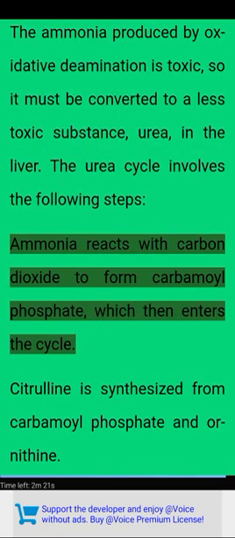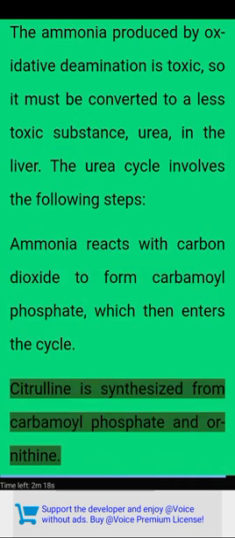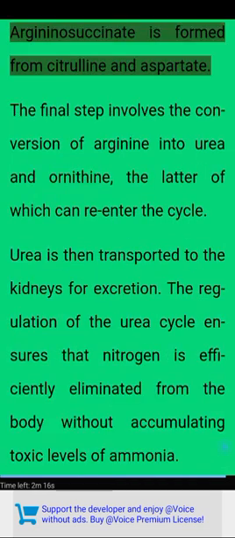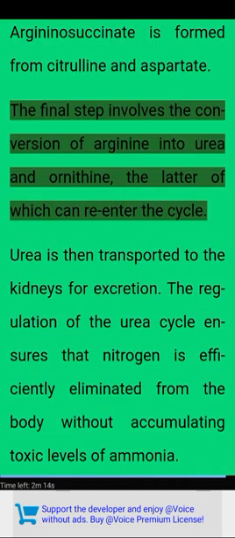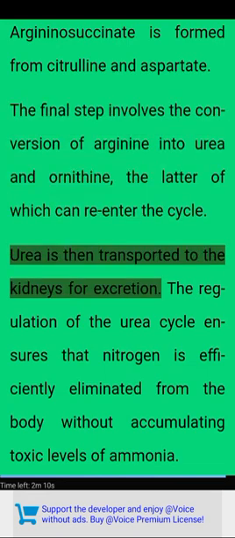Ammonia reacts with carbon dioxide to form carbamoyl phosphate, which then enters the cycle. Citrulline is synthesized from carbamoyl phosphate and ornithine. Argininosuccinate is formed from citrulline and aspartate. The final step involves the conversion of arginine into urea and ornithine, the latter of which can re-enter the cycle. Urea is then transported to the kidneys for excretion.